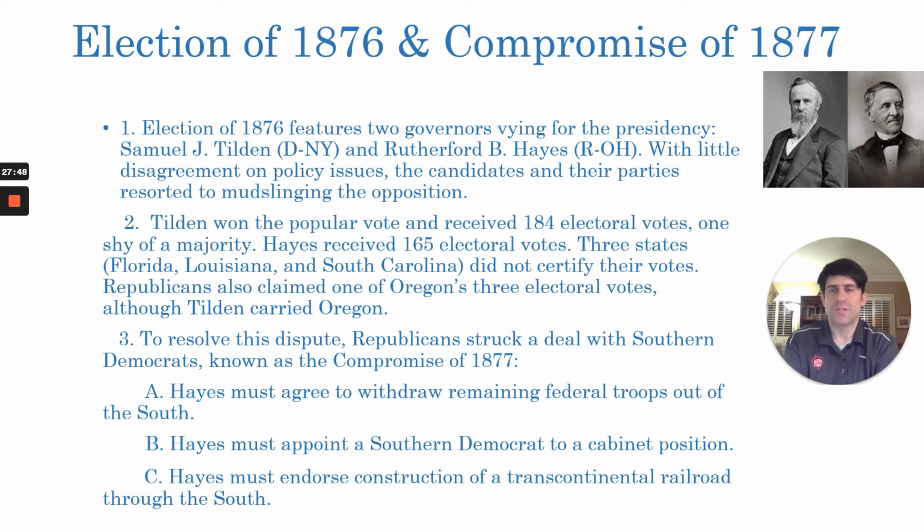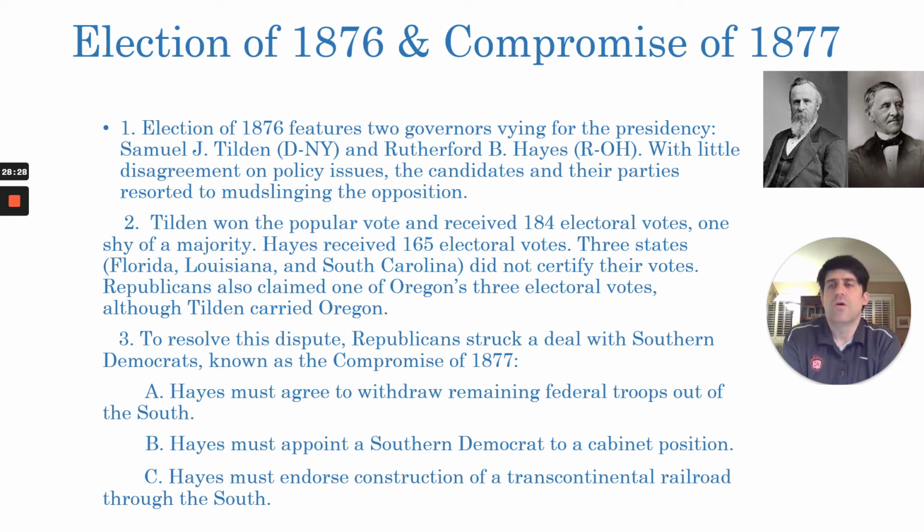Samuel J. Tilden was the Democratic candidate, governor of New York. Rutherford B. Hayes, the Republican governor of Ohio, ran against Tilden. And if you look in the upper right-hand corner of the slide, you'll see pictures of the two candidates. On the left side, the bearded man is Rutherford B. Hayes, and to his right, the clean-shaven candidate is Samuel J. Tilden.